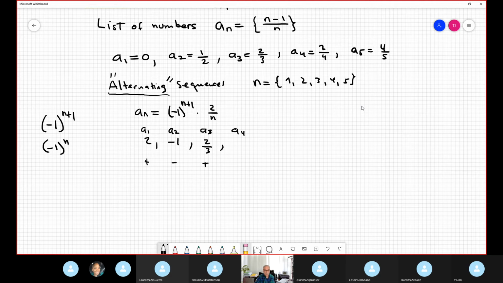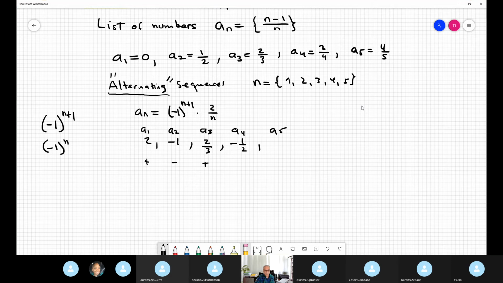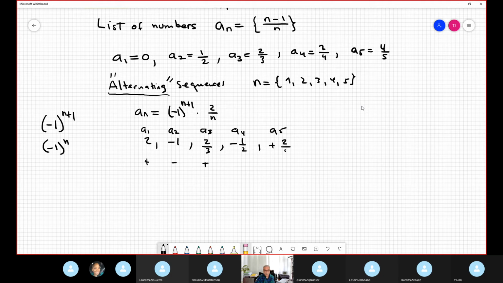A4 is 4 plus 1 is 5, negative again. It's 2 over 4, 1/2. And to the 5th power is positive. I'm expecting it's positive, no? Because 5 plus 1 is 6. Negative 1 raised to any even number is positive, and 2/5. Okay? So this looks elementary, just plugging in and that's it. However, sometimes it happens, unbelievable.